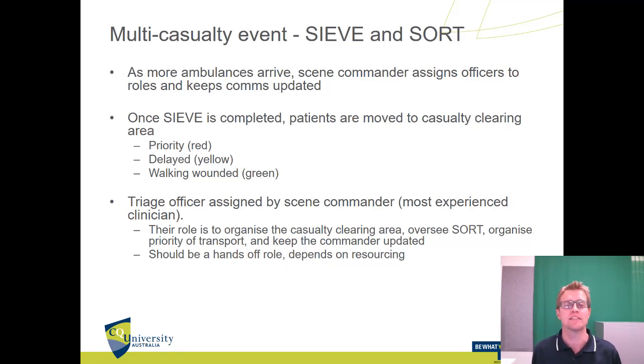So the scene commander doesn't have to worry about patient triaging. They assign a triage officer who just manages that section of it. So the scene commander can continue to work with other agencies and work with comms, work with other senior managers for all the behind the scenes stuff.